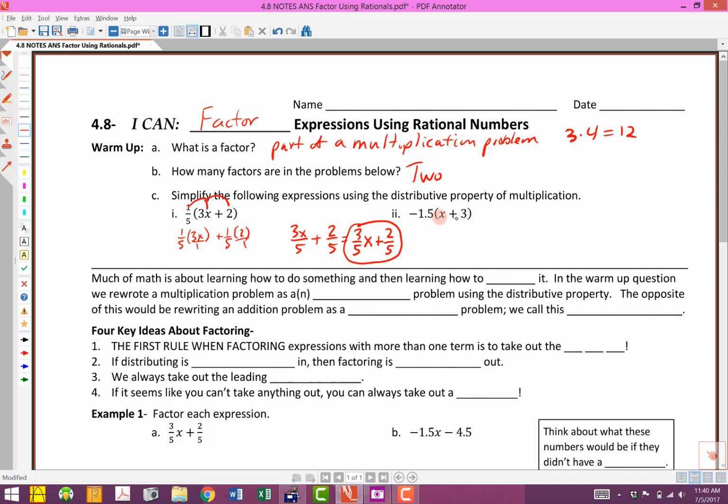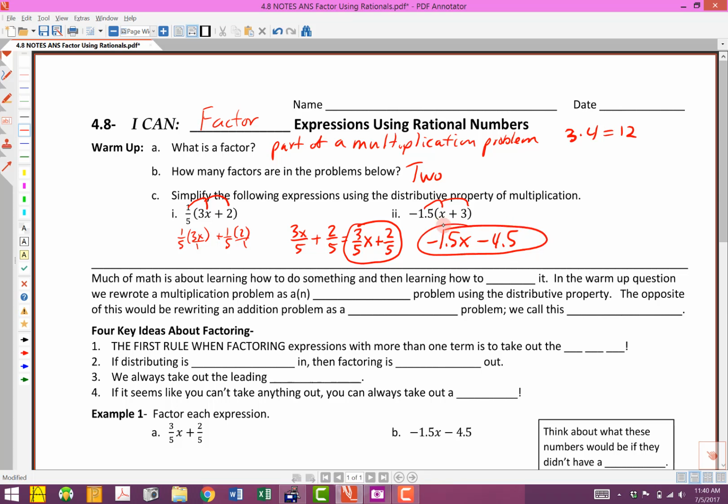Let's go ahead and distribute through here. We've got some decimals to deal with. This is just going to be negative 1.5 times x, so that's going to be negative 1.5x. Positive times a negative is negative, so we're going to have negative 1.5 times 3. If we multiply those, and you're welcome to use a calculator if you need to, that would be negative 4.5. I'm going to circle that one right there.